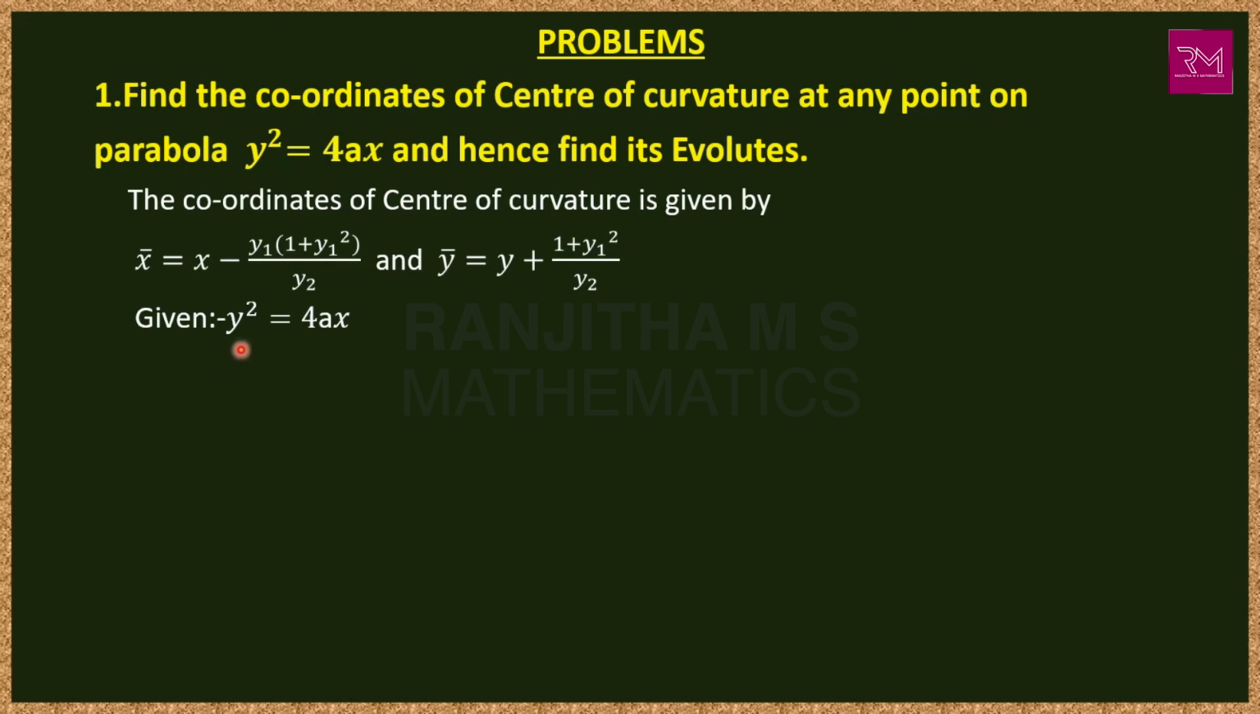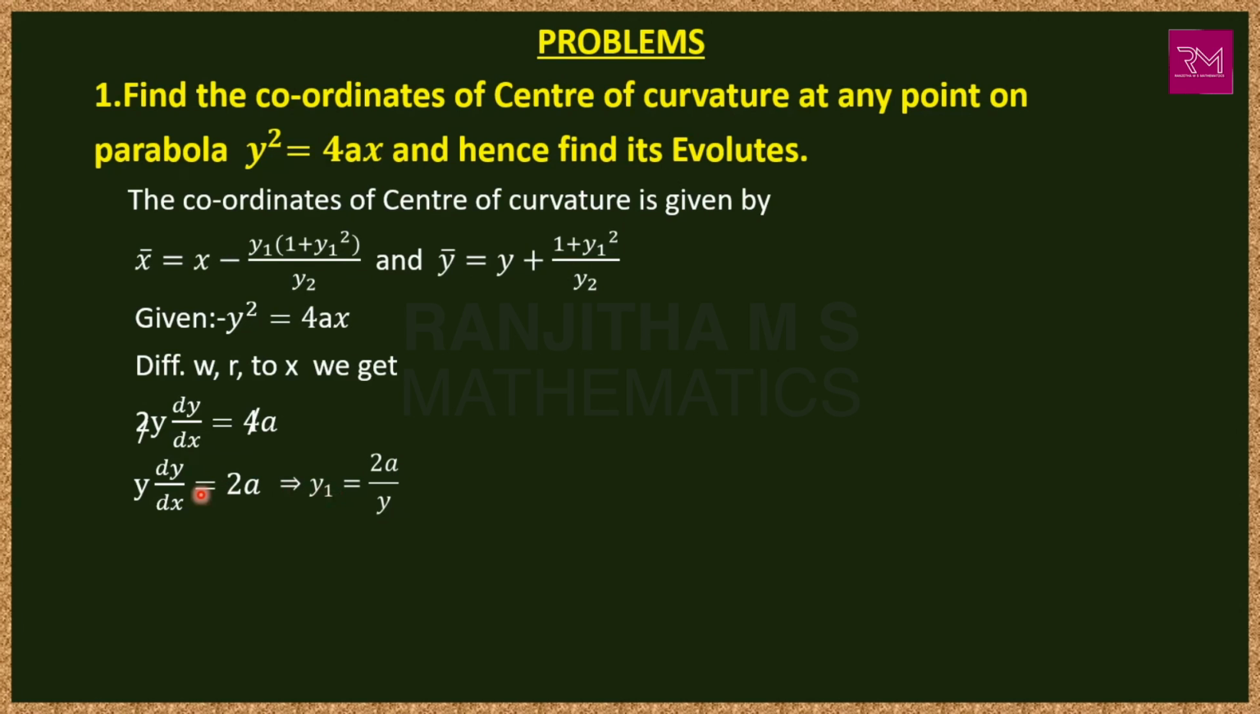For that, take the given parabola y square is equal to 4ax. To find y1, we have to differentiate the equation with respect to x. That is, differentiation of y square is 2y into dy by dx, which is equal to 4a, a constant, taken as it is, into differentiation of x, which is 1. Here 2 gets cancelled. Hence we get y into dy by dx is equal to 2a. We can write dy by dx as y1, which is equal to 2a divided by y. This is our y1.